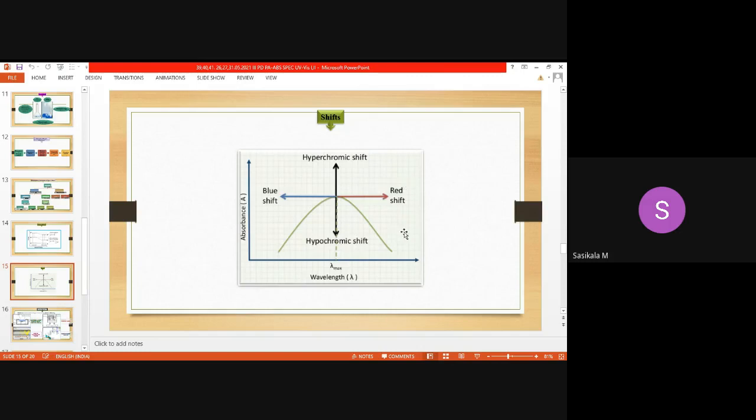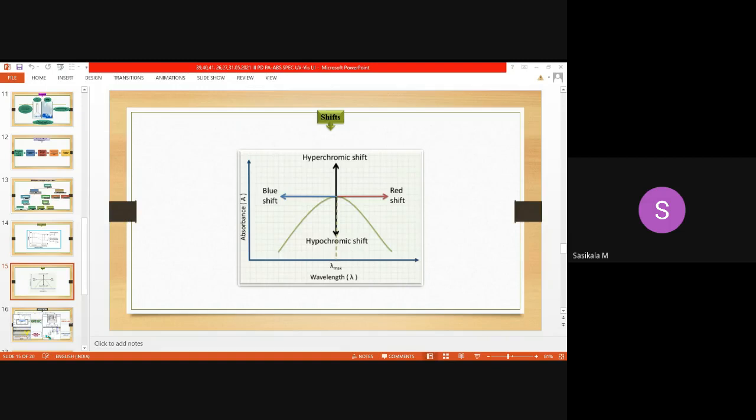Okay, red shift represents, if you take the color bands with rainbow colors from violet to red, red will be of longer wavelength radiation. So when the shift occurs towards longer wavelength, 800 nanometer, where the wavelength is high, that type of shift is called red shift. Shift towards longer wavelength is otherwise called bathochromic shift. Bathochromic, B-A-T-H-O.